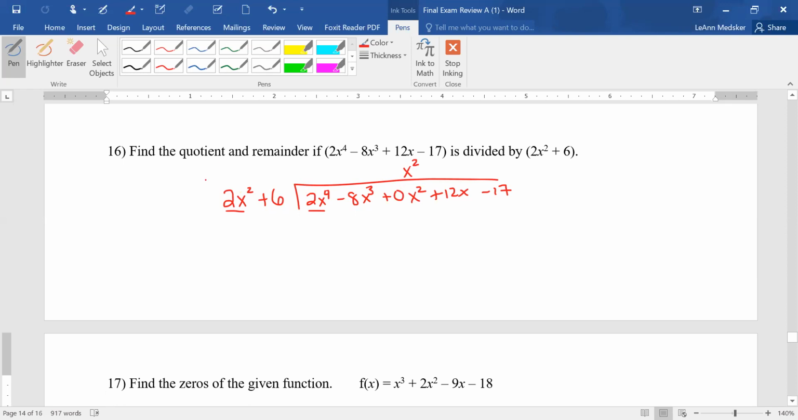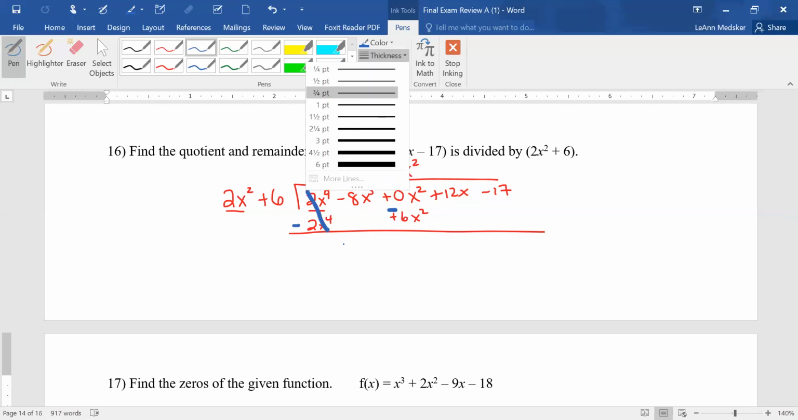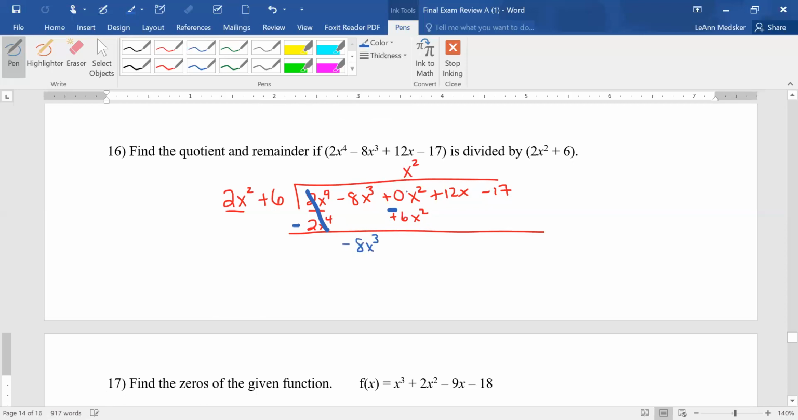Then whatever we put on top, we multiply it by everything in the front. So this is 2x to the fourth, those should match, plus a 6x squared. Now, when you do long division, you always subtract whatever it is you got by multiplying, or you do the opposite. So sometimes it'll be minus here, sometimes it'll be plus, but the key is we're doing the opposite. That cancels this out. This would bring down a -8x to the third. This is 0 minus 6, so that's going to be -6x squared, plus 12x comes down, and so does the minus 17.